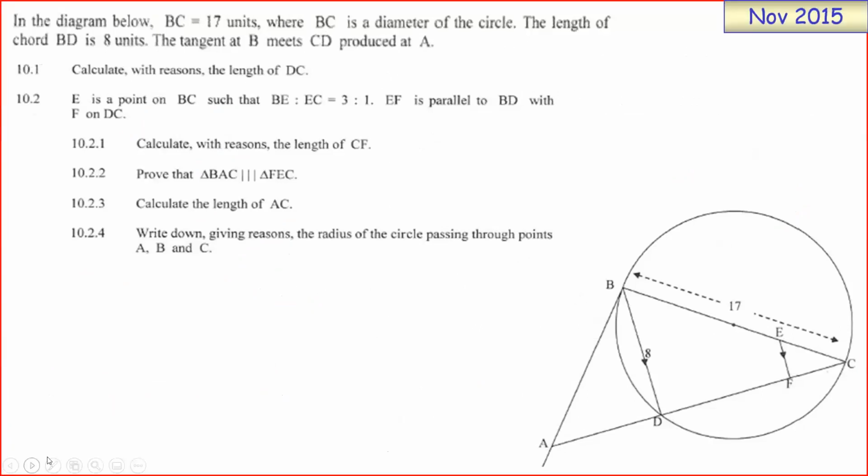Okay, we're going to do some ratio and proportion now. All right, very interesting question in ratio and proportion, because that's the problem area in the paper. So let's read this question. In the diagram below, BC is 17 units. Can everyone see BC is 17 units? BC is also the diameter.